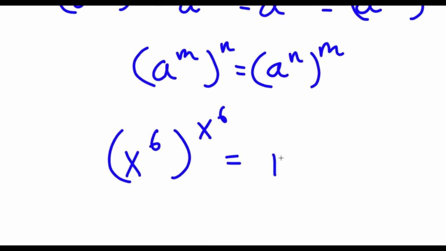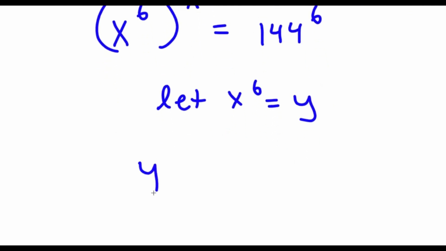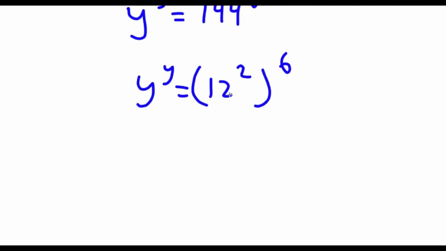Now this is equal to 144 to the power of 6. Now I'm going to let x to the power of 6 equal the variable y. So now I have y to the power of y is equal to 144 to the power of 6. Now 144 is the same thing as 12 to the power of 2. So now I have 12 to the power of 2 to the power of 6.